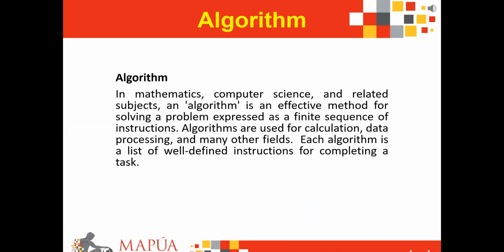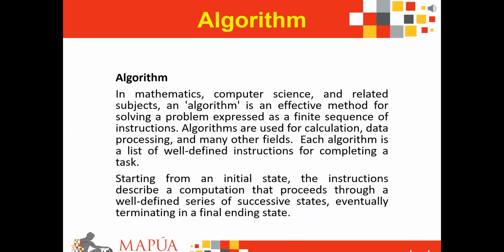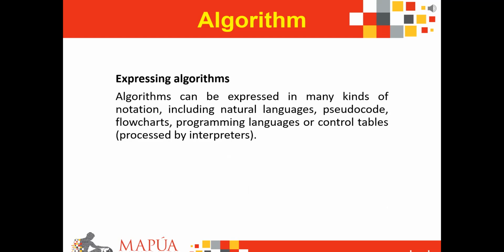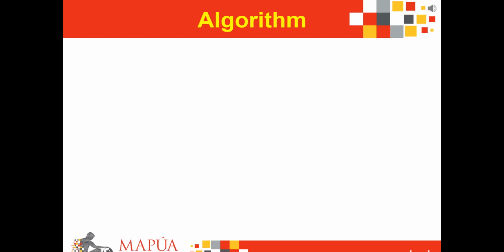Algorithm is an effective method in solving a problem expressed as a finite sequence of instructions. These algorithms are often used for calculation, data processing, and many other fields. They usually start from a given initial state, and then the instructions describe a computation that proceeds through a well-defined series of successive states, eventually terminating at a final or ending state. There are several ways to express your algorithm, like natural language, pseudocode, flowcharts, or programming languages or control tables.